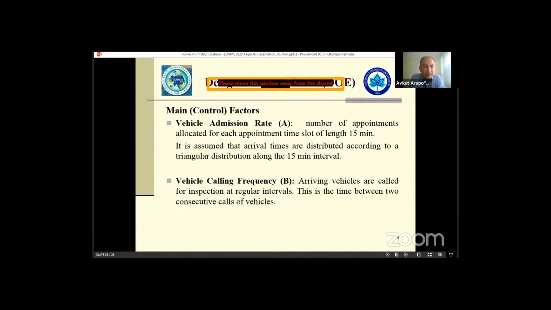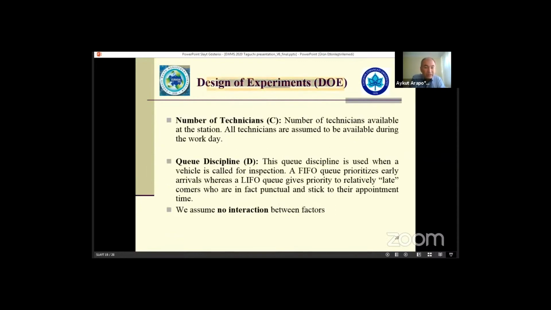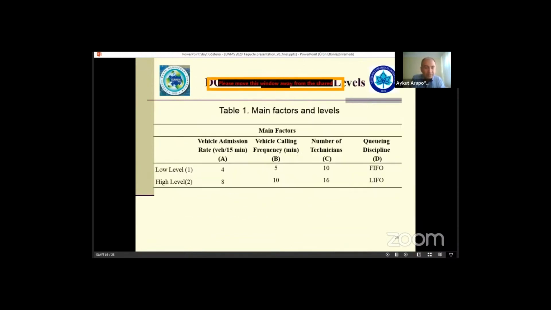There are 4 control factors. The first control factor, vehicle admission rate, we denote by A. The second control factor is the vehicle calling frequency, which is how frequently we call the vehicles. The third one is the number of technicians, which we can also control. The queue discipline is another control factor. We assume no interaction between factors in this statistical sense.